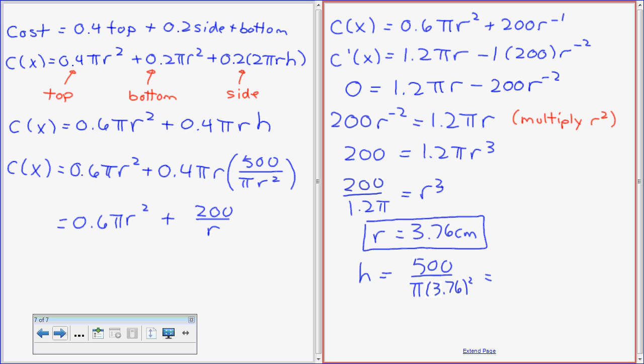What's 500 divided by pi times 3.76 squared? Thank you, James. Is that right? I just said random numbers. No, it's wrong. It's 11.26. Guys, we're the worst. It's 11.26.